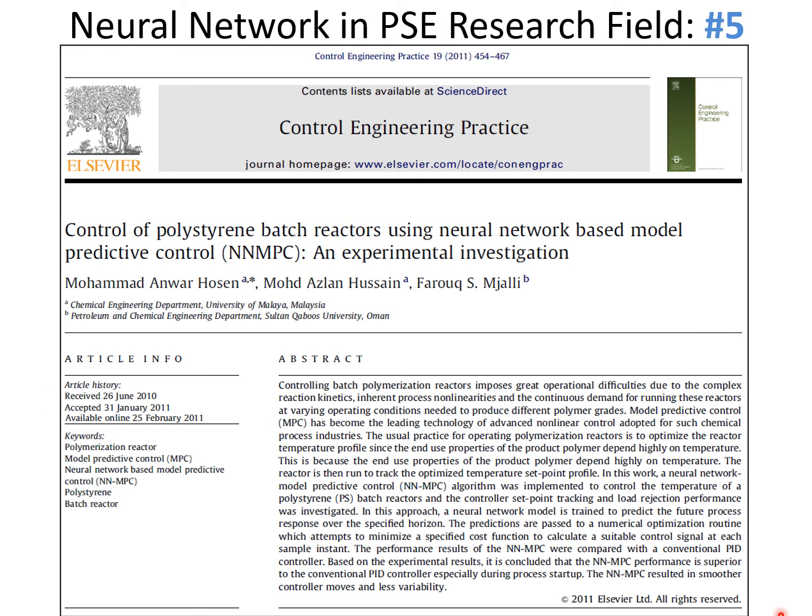So in this approach, the neural network model is trained to predict the future process response over the specified horizon. Results are compared with the conventional PID again to show its superiority over the conventional system, which is good for linear systems but not for non-linear, and it's superior to the conventional, especially during process startup. This process startup is the most difficult part of the controller because it's very highly unstable.